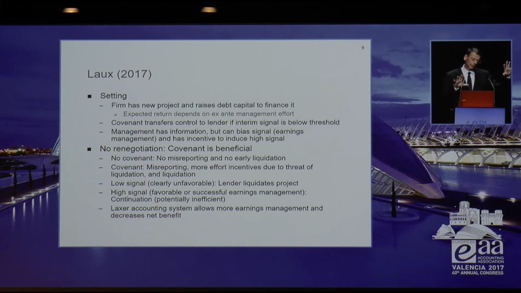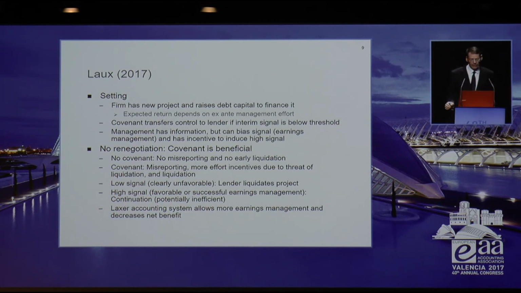And then this paper compares two settings: the no renegotiation setting and the renegotiation setting. In the no renegotiation setting, we look at whether it is useful to write a covenant, or whether we should just ignore accounting numbers, right? There are many things happening in this paper, but the idea is, if you start with the setting with no covenant, then there's no misreporting, because the accounting information is not useful for the contract, right? So you get rid of earnings management. But on the other hand, there's also no early liquidation, because the manager always reports high, or doesn't report, and ex ante you don't liquidate, right? So you get this kind of thing.